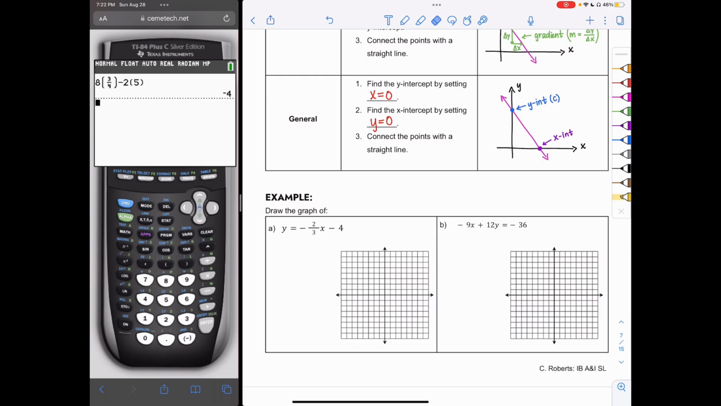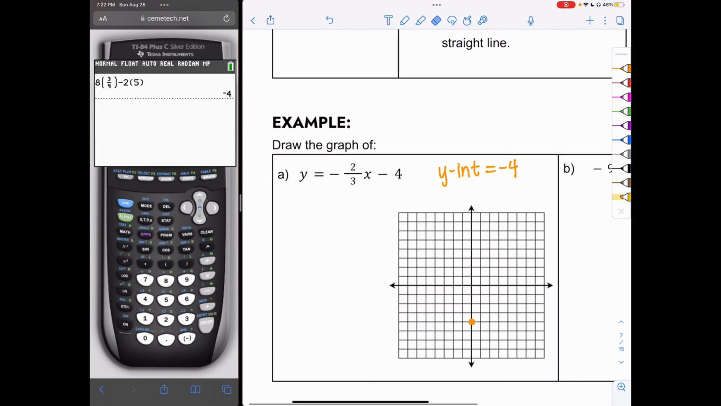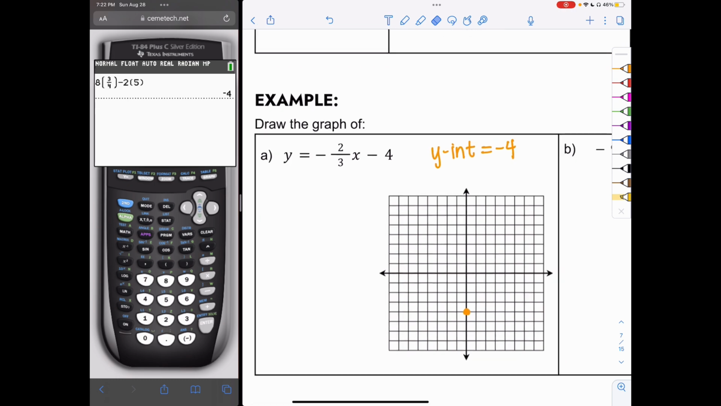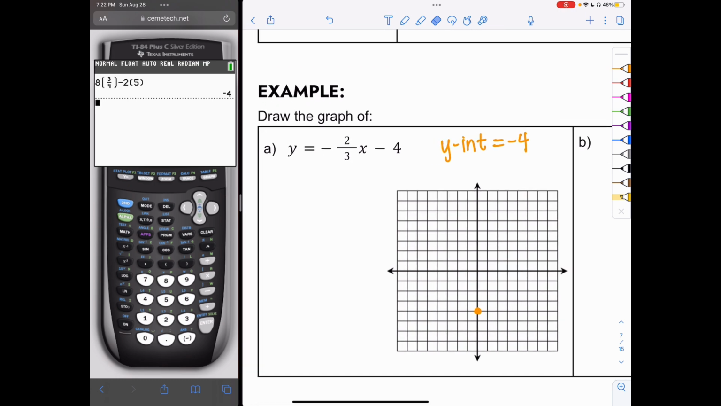So, for example A, it says, draw the graph of y is equal to negative 2/3 x minus 4. So the first thing I need to do is identify the y-intercept. So my y-intercept is negative 4. So I can plot negative 4 on the y-axis. Then I can find my gradient, and when I look at it, my gradient is negative 2/3. So that means that I need to be going down from left to right, which means I either need to move down and right, or I need to move up and left in order for the line to fall correctly.